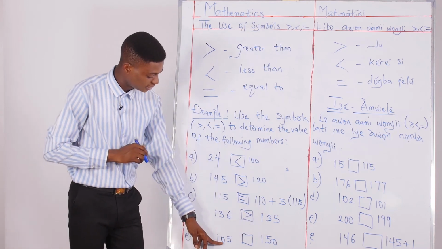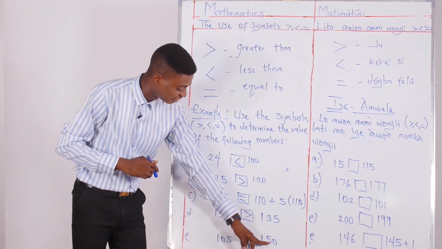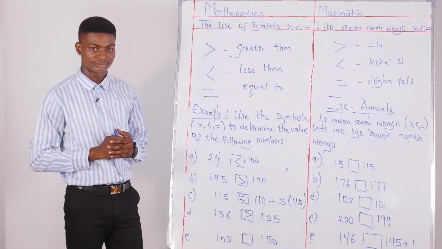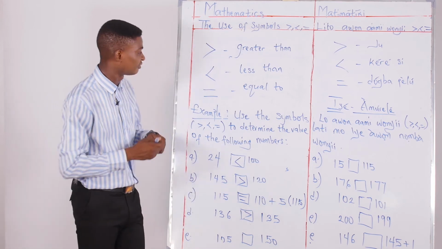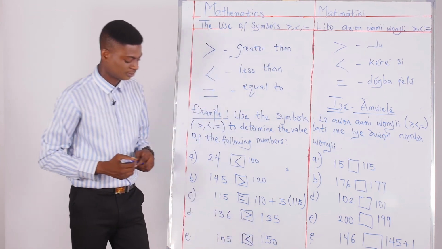Now check. Is 0 greater than 5? Or 0 is less than 5? Or 0 is equal to 5? 0 is what? Less than 5. This symbol represents less than.